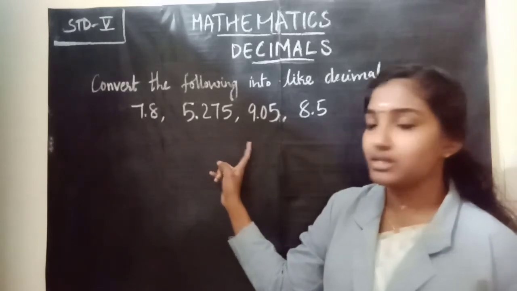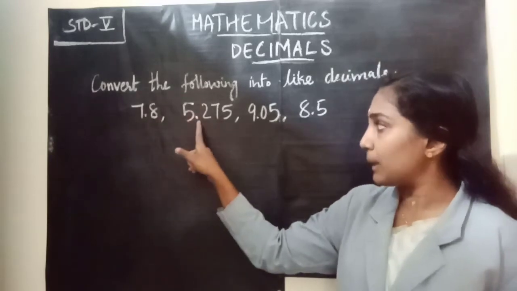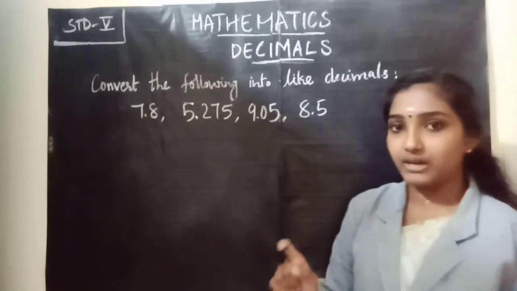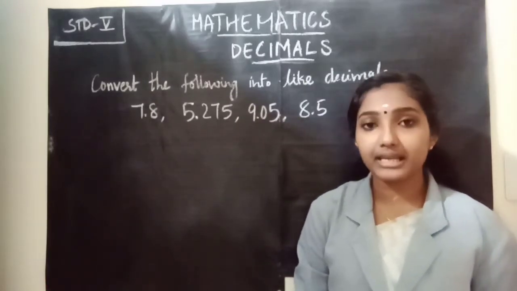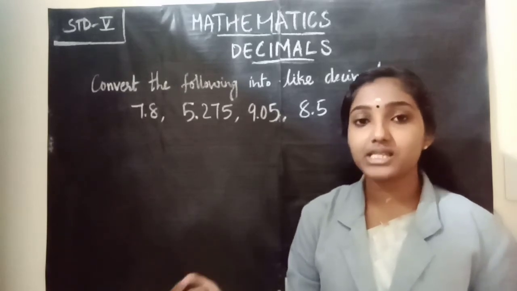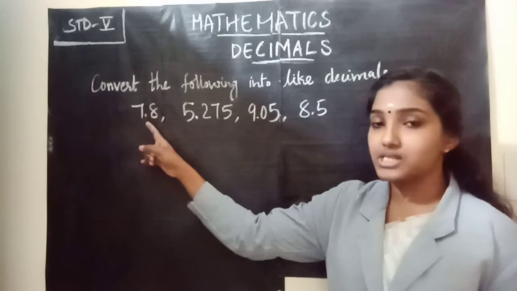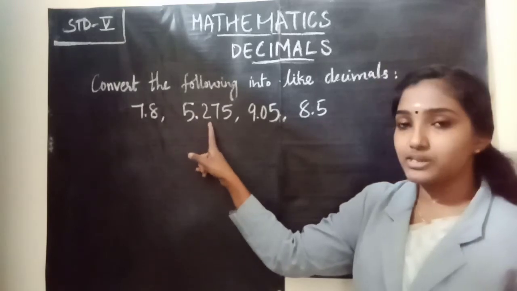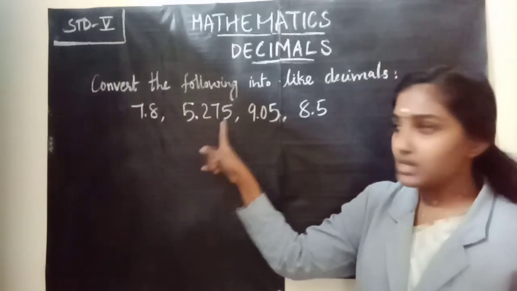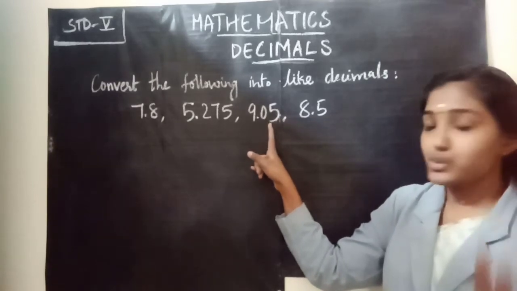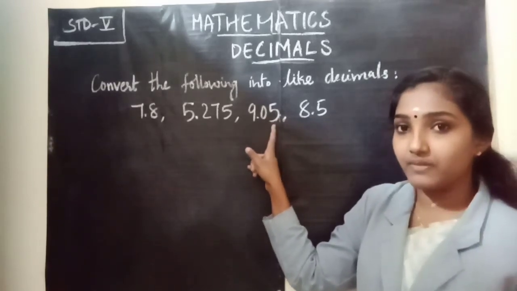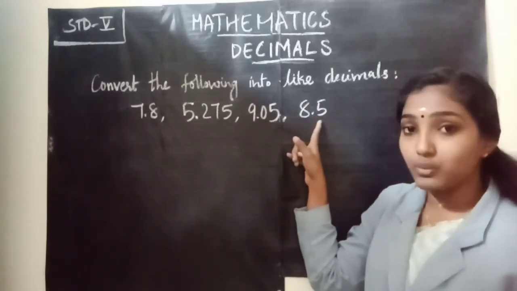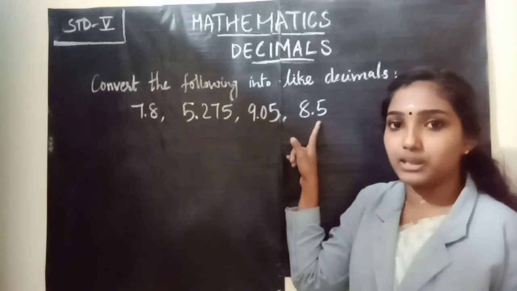So look, which are the numbers given? 7.8, 5.275, 9.05, 8.5. Okay, so what are called like decimals? The decimal numbers which have the same number of decimal places. So look here, the first number, 7.8, has only 1 decimal place. 5.275 has got 3 decimal places. 9.05 has got 2 decimal places, right? 0 and 5, there are 2 digits, so 2 decimal places. And 8.5 has got only 1 digit after the decimal, so only 1 decimal place.